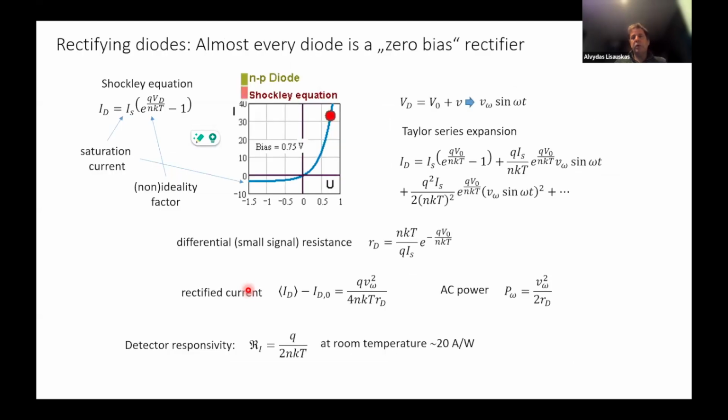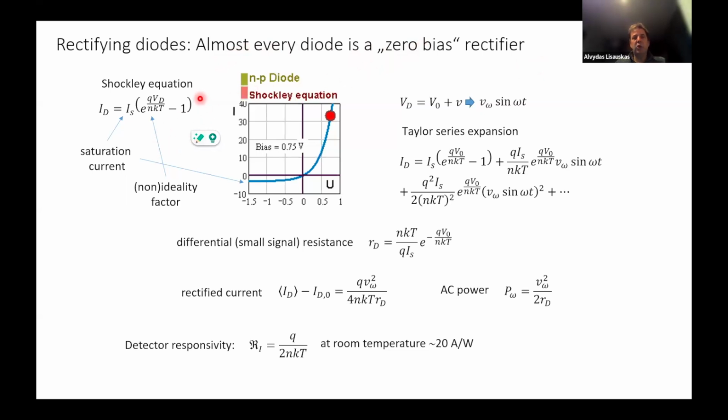And by this, I would like to leave thermal sensing and come to rectification. I would like to start the story of rectification with a statement which is actually very old. I found it in HP application notes about diodes, with the saying that almost every diode is a zero-biased rectifier. So I would like to tell you how that comes about.